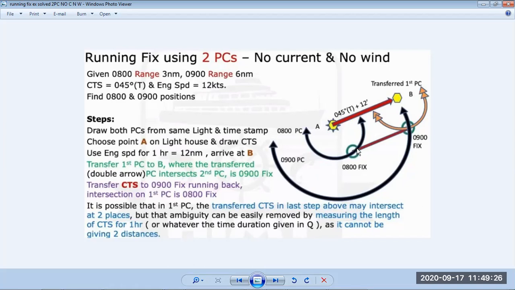So now there can be an ambiguity, that if this line is cutting at 2 points here and here, if you extend, so what we will do? Then you have to measure this A to B distance. Wherever this line is equal to that A to B distance, that will be the actual point, because A to B has to be fully transferred, including the distance also, not only the direction. So if it is cutting at 2 points, the point where the distance is equal to A to B, that point will be our actual position.